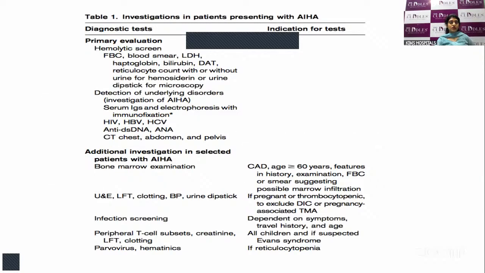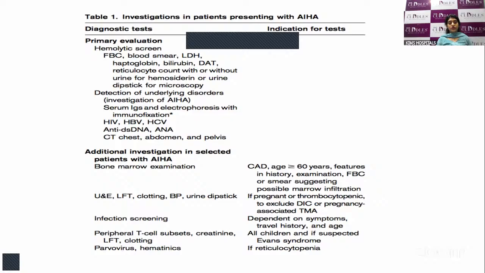So here you have the investigations, what I've just told you in a nutshell. Here you can see the primary evaluation and the additional tests we have to do when you're suspecting something. Hemolytic screens, like I've discussed, then detection of underlying disorders like AIHA, then you have serum immunoglobulins and electrophoresis with immunofixation, then HIV, HBV, HCV, anti-dsDNA, ANA, CT chest, abdomen, and pelvis. Then additional tests in selected patients with AIHA include bone marrow examination to look for any marrow infiltration, be it any malignancy or any kind of thing.